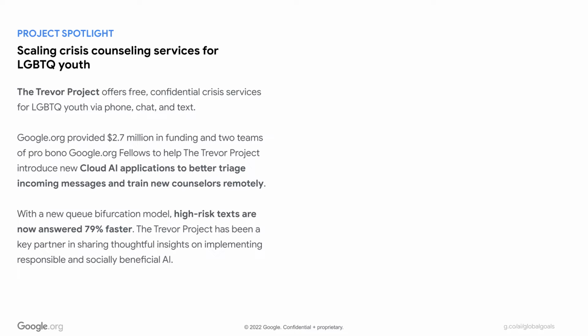To bring our examples to life, we're excited to dive into two of our previous recipients, the Trevor Project and Rainforest Connection. Let's start with the Trevor Project, which offers free, confidential crisis services for LGBTQ youth via phone, chat, and text. Since 2019, Google.org has provided $2.7 million in funding and looped in teams of pro bono Google.org fellows to help the Trevor Project introduce new cloud AI applications to better triage incoming messages and train new counselors remotely.